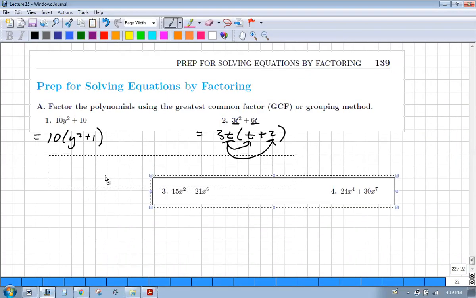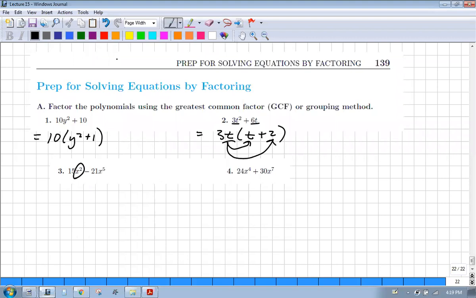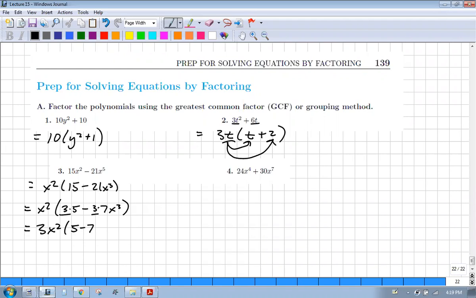Look at these. You got an x squared and an x to the 5th. I know I could pull an x squared out. But let's see. 15 is a 3 times a 5, right? And 21 is a 3 times a 7. That means I could also pull the 3 out. So if I pull that 3 out, I get this. All right, this was our GCF. We can do the same thing over here. We could pull an x to the 4th out.